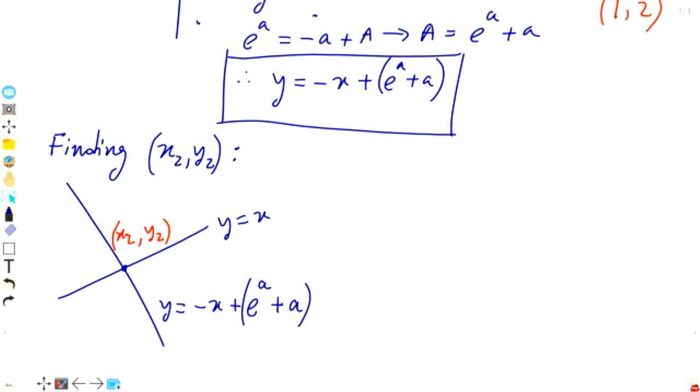So x2 becomes, check my calculation, half times A plus A, and then that is equal to y2 as well. Is that right? Equate those two. So look how I did. Y is equal to x, right? So I put x over here.